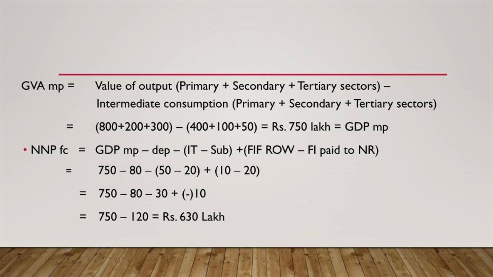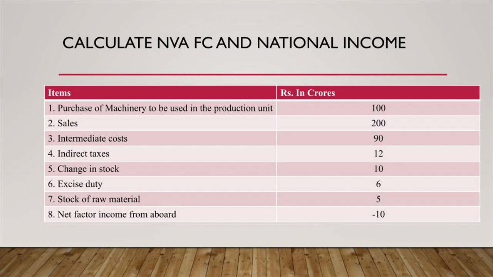The second part of the question needs to find out the national income, which is NNP-FC. When GDP MP is given, to find NNP-FC, you have to subtract depreciation and net indirect tax, and you have to add the net factor income from abroad. So GDP MP minus depreciation minus indirect tax minus subsidies plus factor income from rest of the world minus factor income paid to non-resident. By applying the given values and substituting them, you will get the national income as rupees 630 lakh. Another illustration is provided here for your practice.